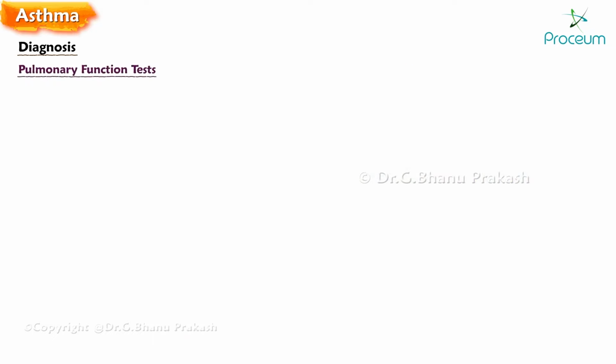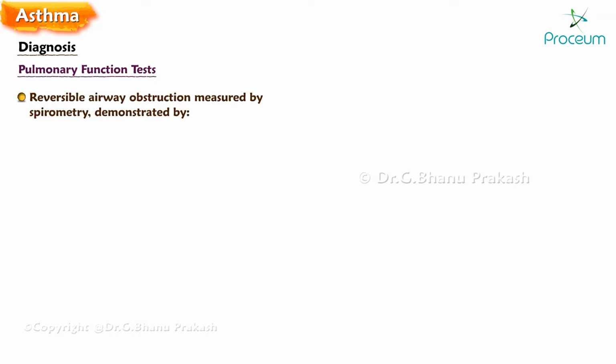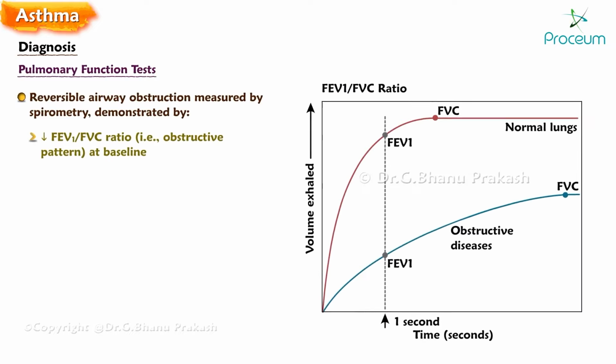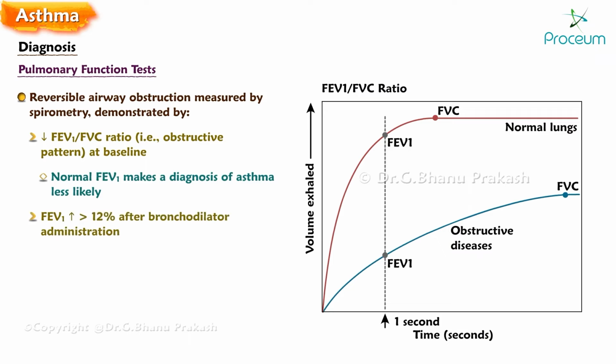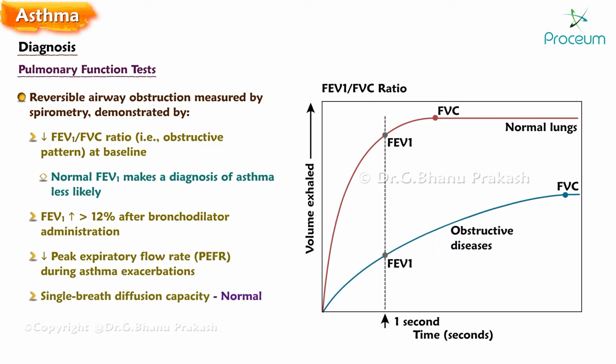Pulmonary function test. A reversible airway obstruction measured by spirometry is essential to the diagnosis of asthma. This is demonstrated by a reduced FEV1 to FVC ratio, that is, an obstructive pattern, at baseline. A normal FEV1 in a patient who is symptomatic at the time of testing makes a diagnosis of asthma less likely. FEV1 increase of more than 12% after bronchodilator administration. Reduced peak expiratory flow rate, PEFR, during asthma exacerbations. Single breath diffusion capacity is normal, or increased diffusion capacity of carbon monoxide, DLCO.